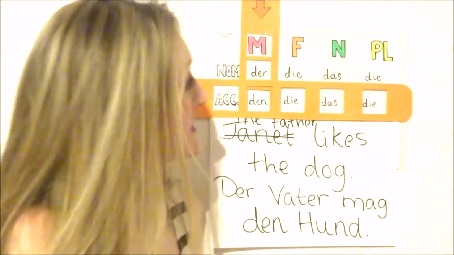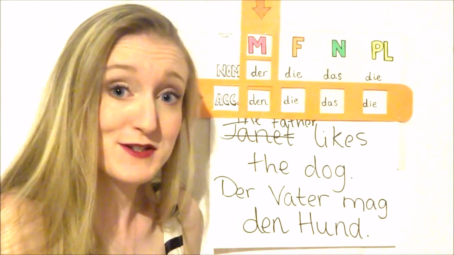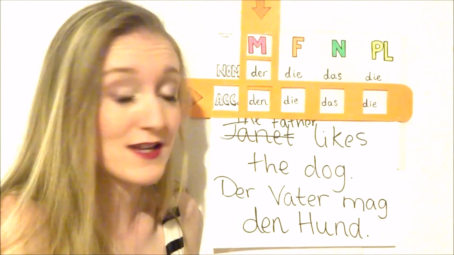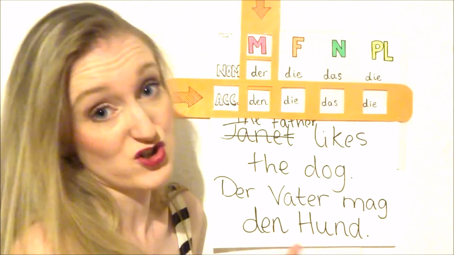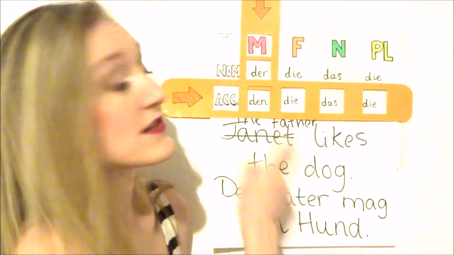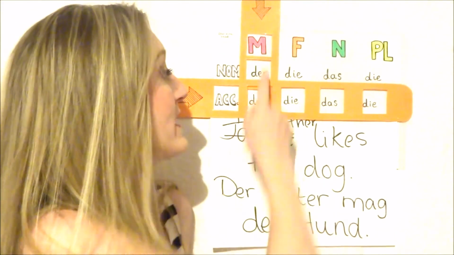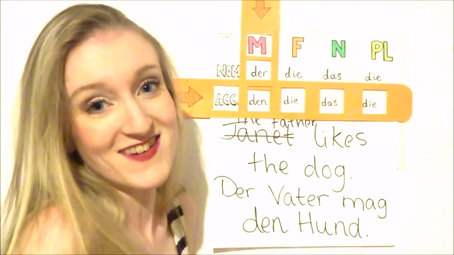Ta-da! So as you can see, out of the two different cases that we have learnt, the nominative and the accusative, we want to say the dog at the end of the sentence. The dad likes the dog. So we need to go to the accusative and we need to go to the masculine, which makes it den.